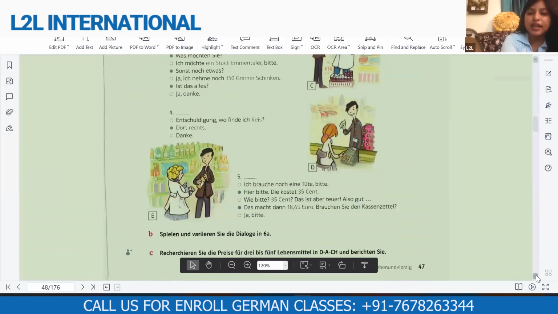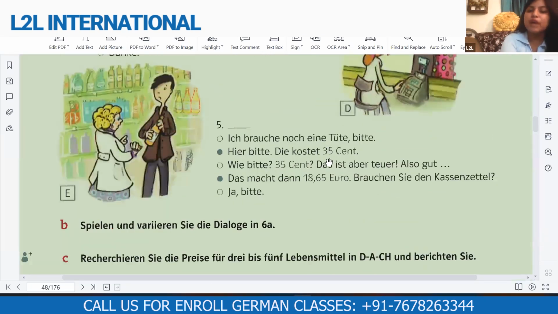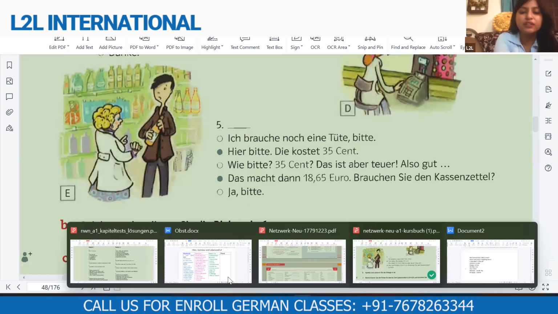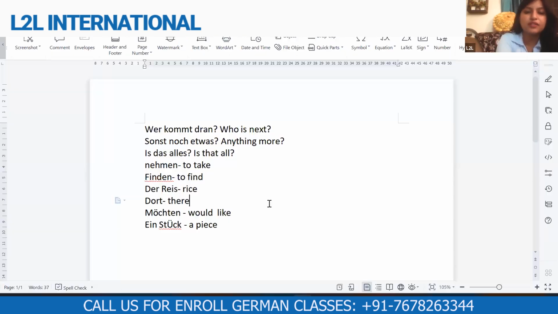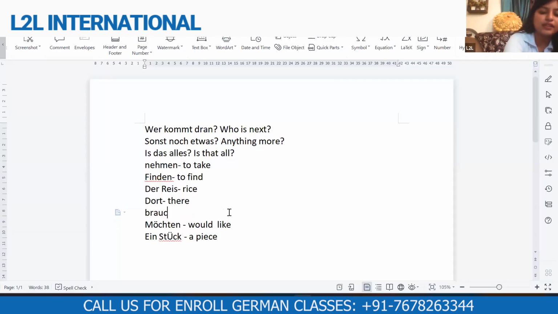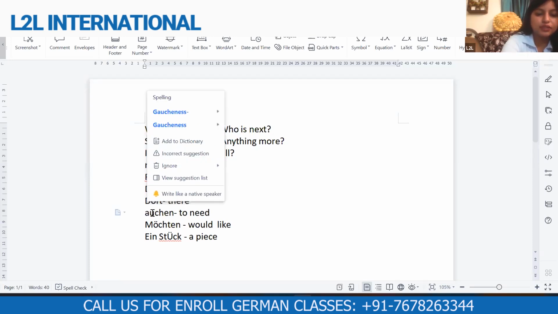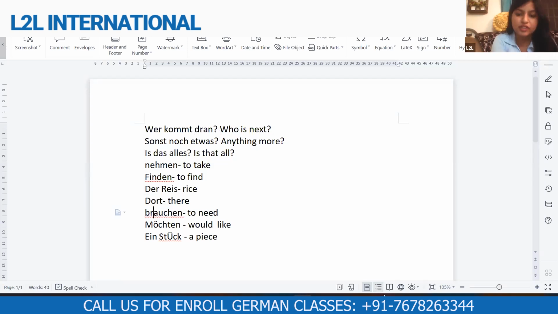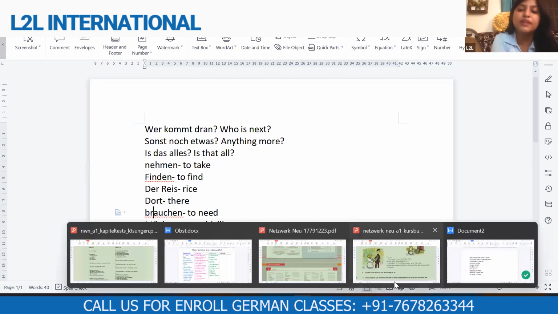So the last dialogue here is Ich brauche. Brauchen is a verb which means to need. This was also the verb I gave you last class in the last homework. Because I told you that I'll be giving only the verbs that we're going to use in the class or in this chapter. So brauchen means to need.